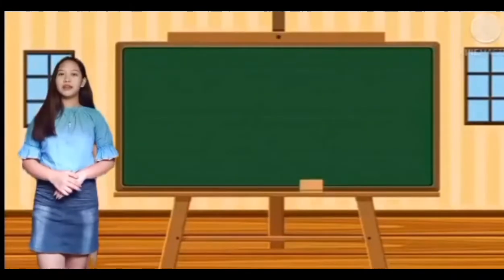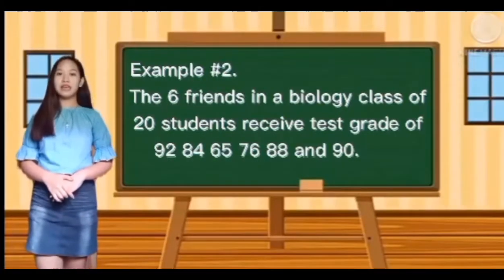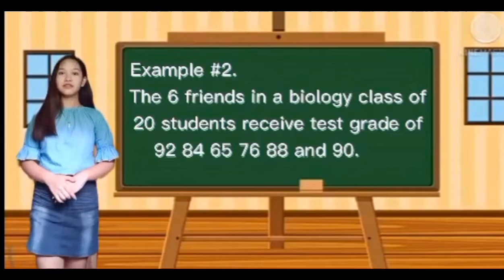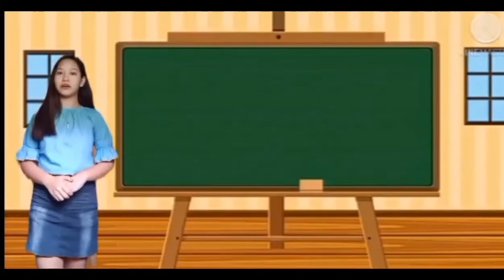For example, the 6 friends in the biology class of 20 students received test grades of 92, 84, 65, 76, 88, and 90. These friends are the sample of the population of 20 students. So therefore, we use x bar to represent the mean.